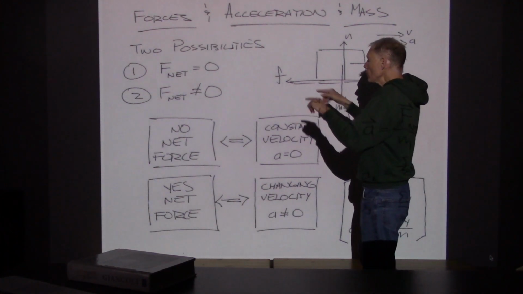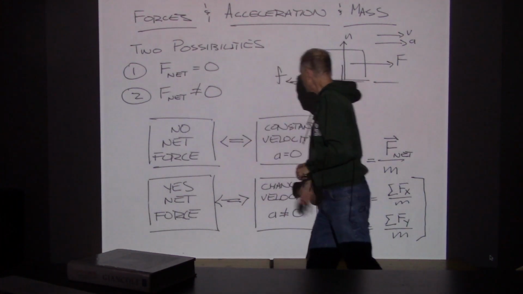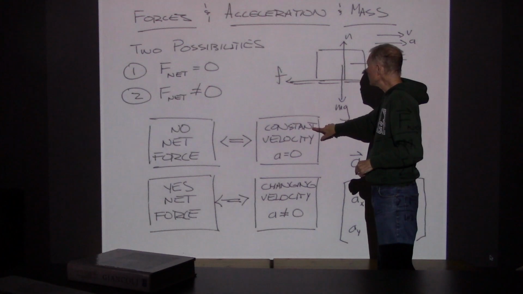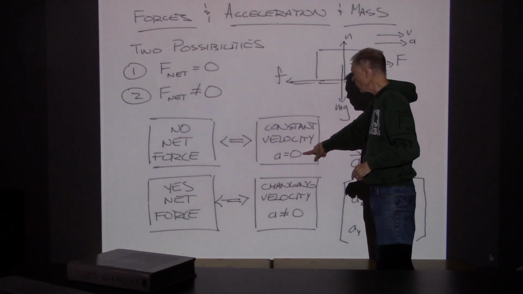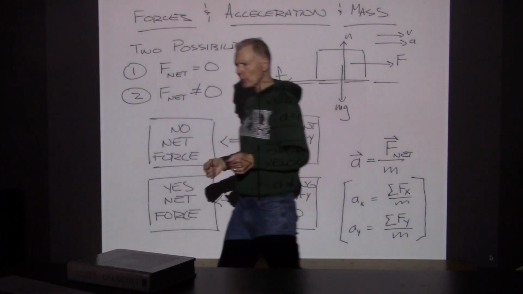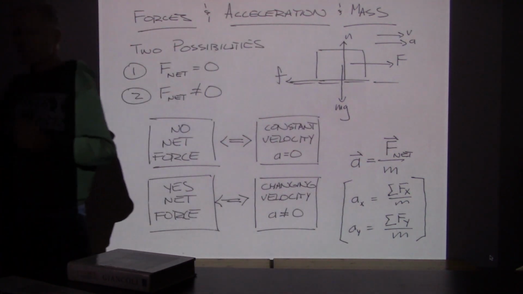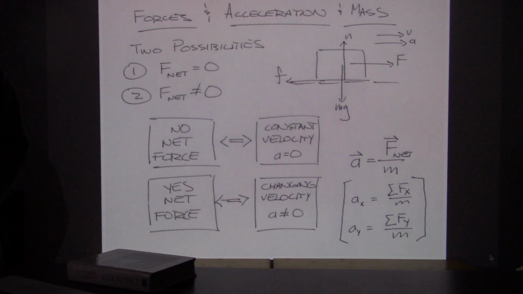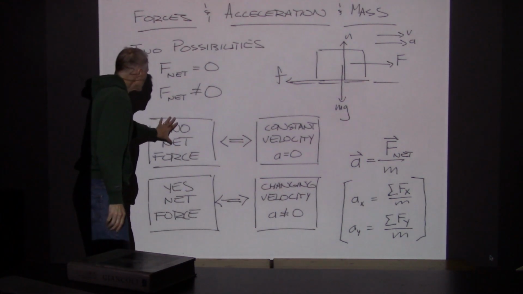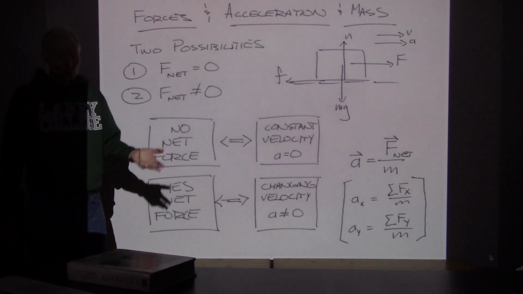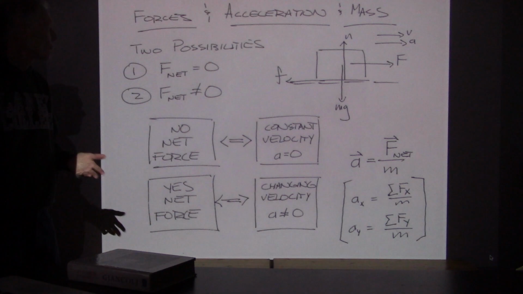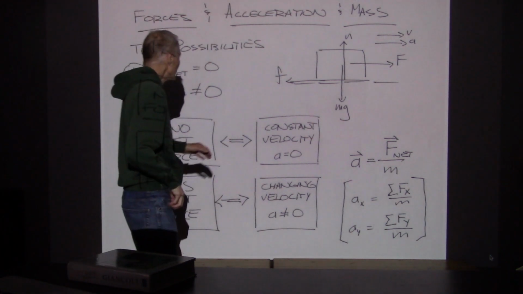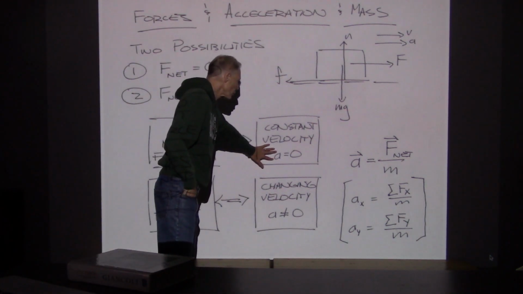If there's no net force, then the motion will be constant velocity. That means that the acceleration is 0. Now, being at rest falls into the category of constant velocity. So if there's no net force, the object could be at rest. It could also be moving. Either of those are constant velocity. Either of those would have no acceleration.